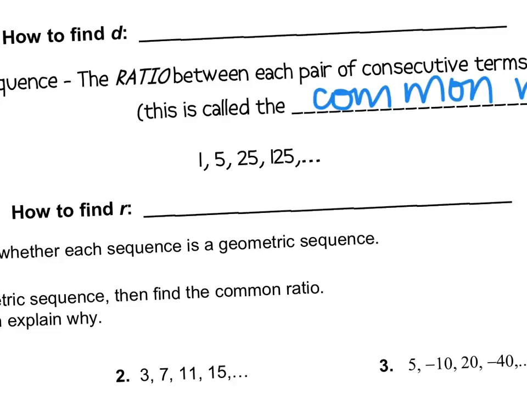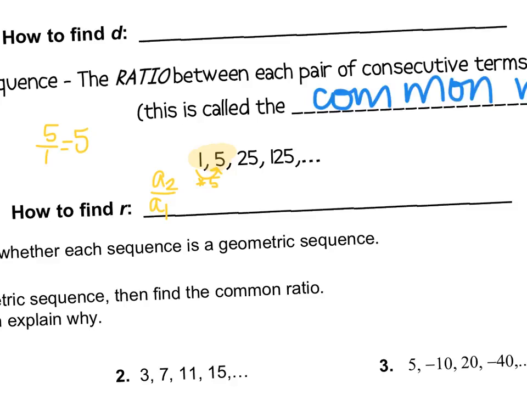So I want you to write something down. We can do A2 divided by A1. Remember, A2 means our second term. A1 means our first term. So if I wanted to find the common ratio, I can divide my second term by my first term, which means I can do 5 divided by 1. And 5 divided by 1 is what? Good, it's 5. So that means to get from 1 to 5, I have to multiply by 5.